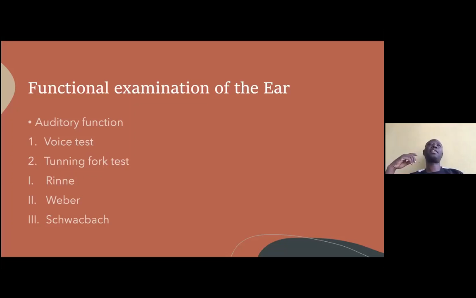Sorry, for the Rinne test, you are comparing bone conduction with air conduction. When you sound it, you put it on the patient's mastoid. When the patient can no longer hear it, you bring it to the ear. And air conduction is supposed to be longer than the bone conduction. In the Schwabach test, rather, I changed it. In the Schwabach test, you are comparing the examiner's hearing to the patient's hearing. Sorry about that.